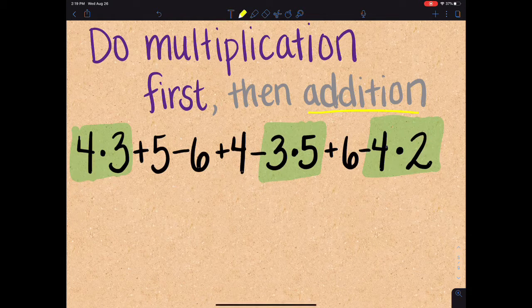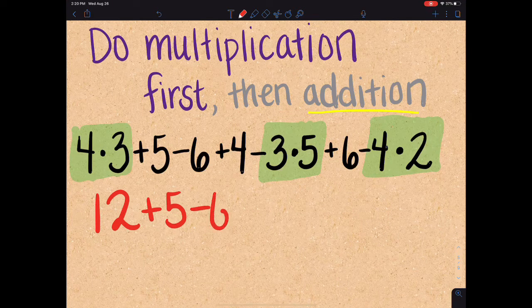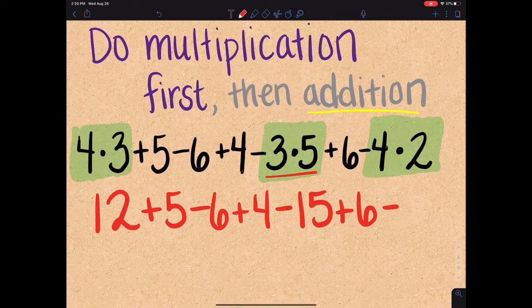If I do that and simplify down below, 4 times 3 is 12. Everything else I'm just going to bring down: plus 5, minus 6, plus 4, minus 3 times 5, which is 15, plus 6 minus 8, because that's this symbol, right? And then you can just go left to right, and if you do that, it's easy. You get -2 for a total answer there.